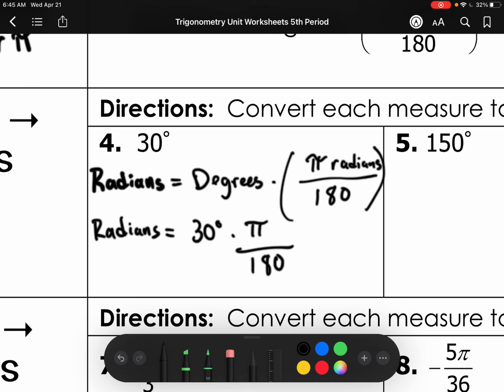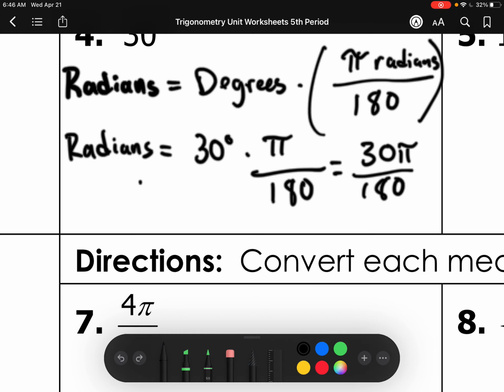So you're just going to treat this as just 30, right? So that's going to be 30 pi over 180. And then you can simplify this further because 30 and 180 are both divisible by 30. So 30 divided by 30 is 1, and 180 divided by 30 is 6. So this is the same as pi over 6.